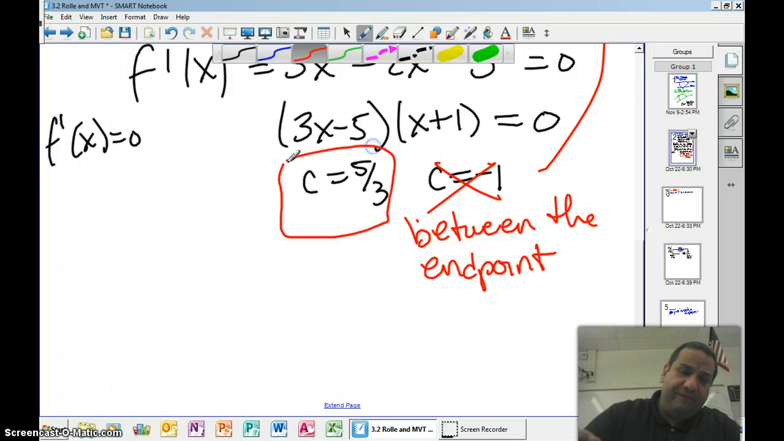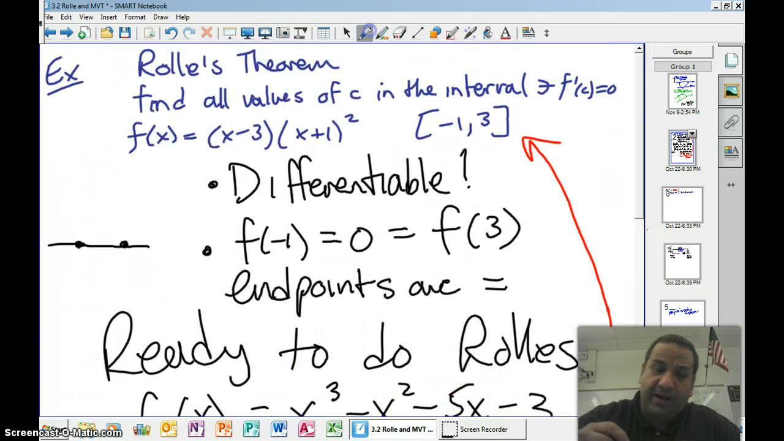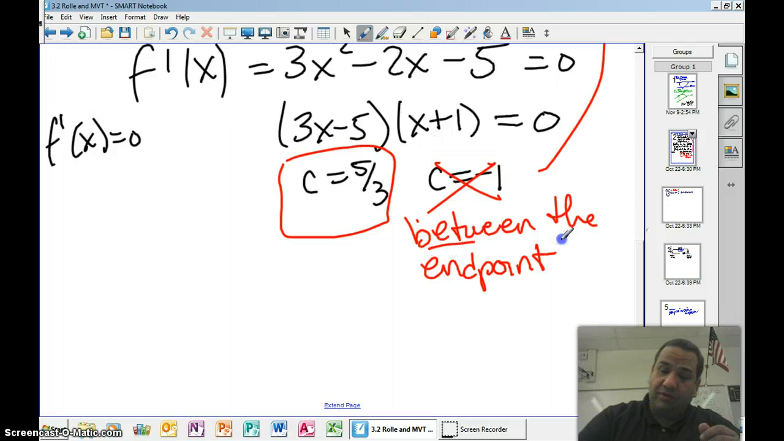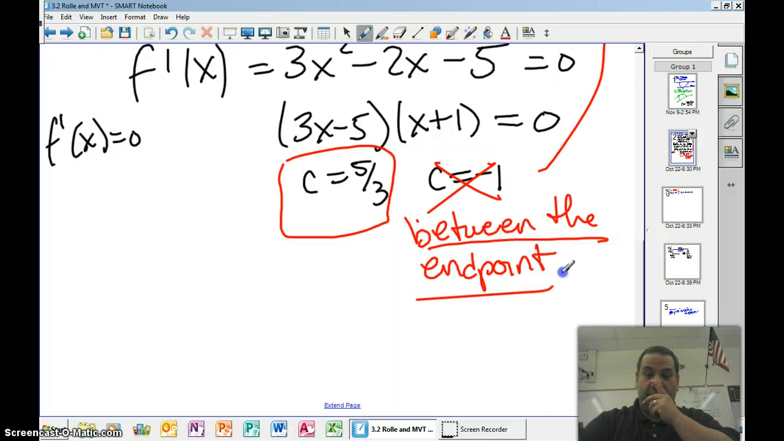I found it, 5/3. And that's what the problem asks. If we look back up here, find all values of c in the interval where the derivative is 0. Okay? In the interval. Has to be within the whole interval, not counting the endpoints. Important. Between the endpoints. All right? Don't count them.